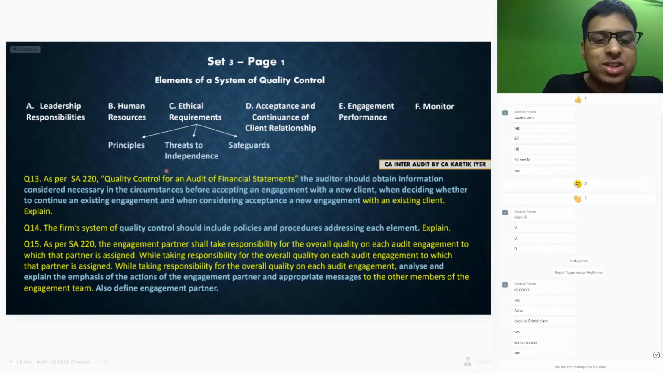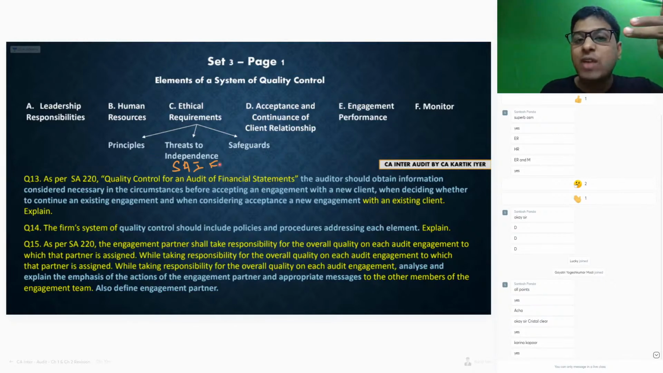So now you have to remember a code called SAF. What is SAF? Self-interest threat. With S you have one more point, that is self-review threat. From A you have advocacy threat. From I you have intimidation threat. And from F you have familiarity threat. Simple. So the code you have to remember covers self-interest, self-review, advocacy, intimidation, and familiarity threats.